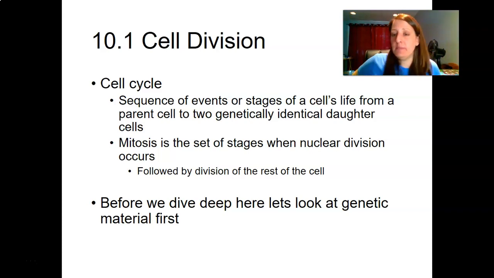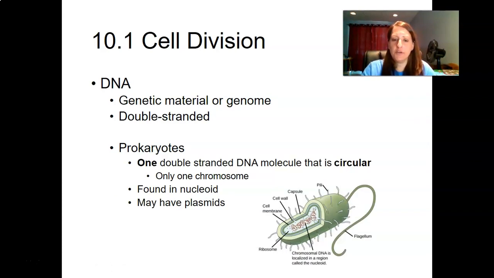But again, before we take a deep dive, we have to look at genetic material first, and this is pretty interesting. So first off, what is genetic material? We're talking about DNA, right? Deoxyribonucleic acid. You were introduced to this a couple of chapters ago, so here we have to refresh our memory. DNA is going to be the genetic material found in a cell, or we could say the cell's genome. All of the genetic material found in a cell is the organism's genome.